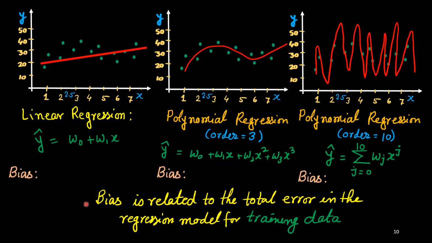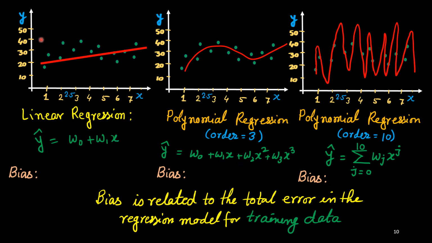Now we'll consider one term, bias. Bias is related to the total error in the regression model for the training data sets. In this case, we have these 14 data points. These are all considered for training. We want to tune our model coefficients with the help of these 14 data points. After fitting this curve, whatever error you get at the end, basically the root mean square error, that value is called bias.